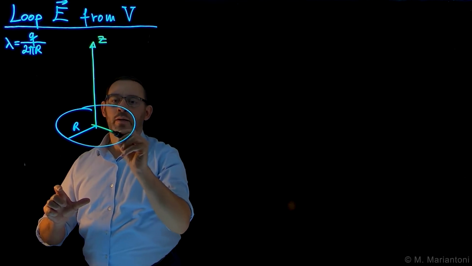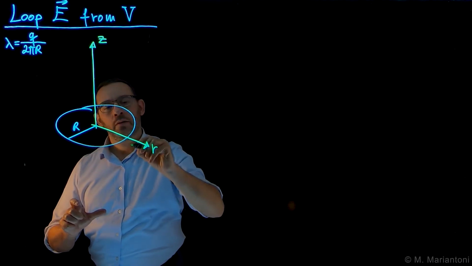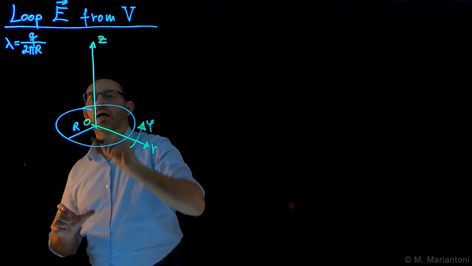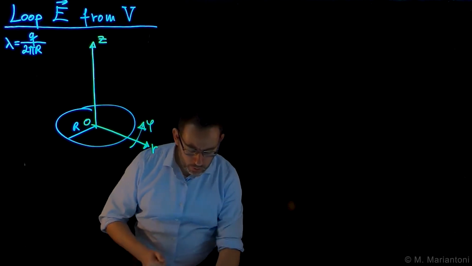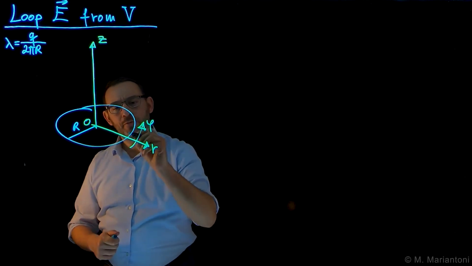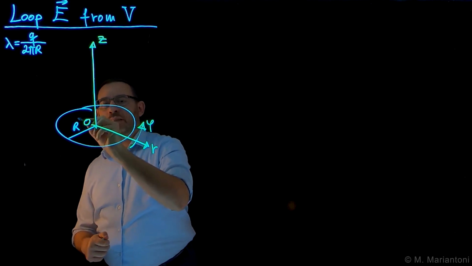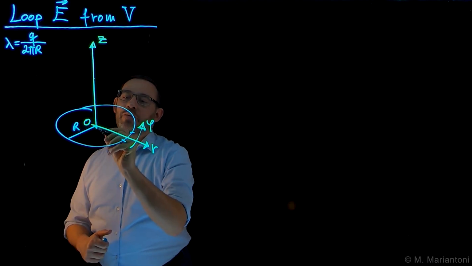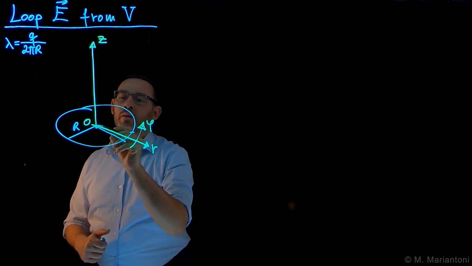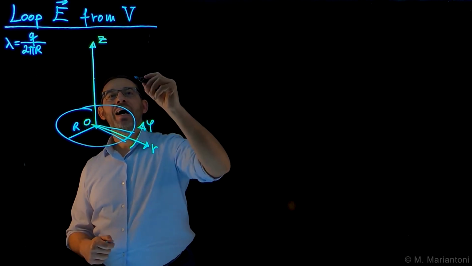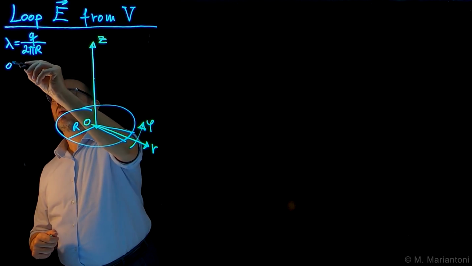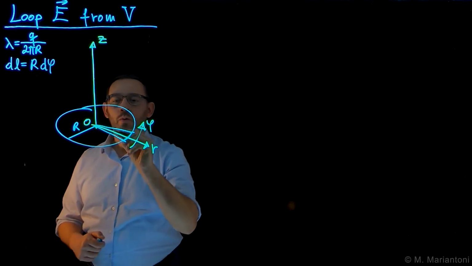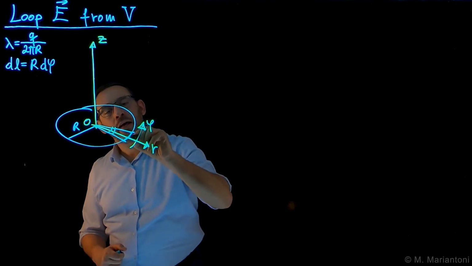And this is the r-axis. Accordingly, this one is the phi axis. This is the origin of such a coordinate system. We intend to find the electrostatic field due to this charge density. So first we begin by isolating here an infinitesimal element of length dl. This arc dl is equal to capital R times d phi, where this angle is the angle d phi.